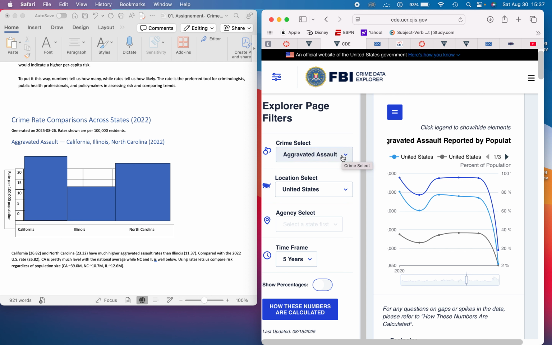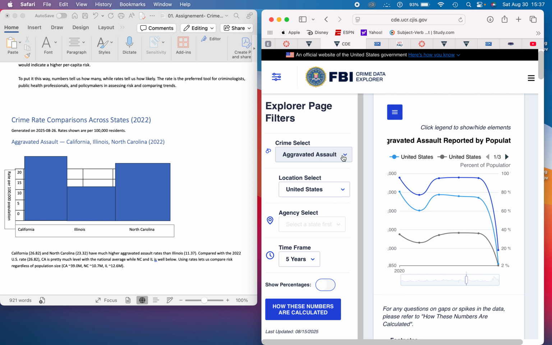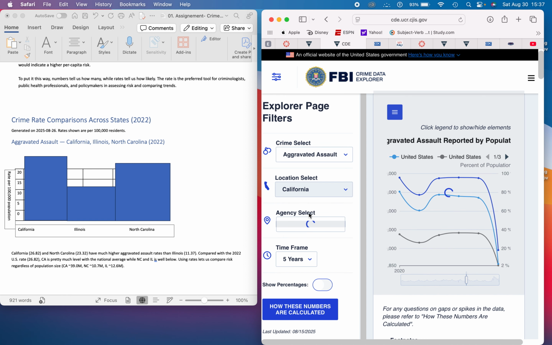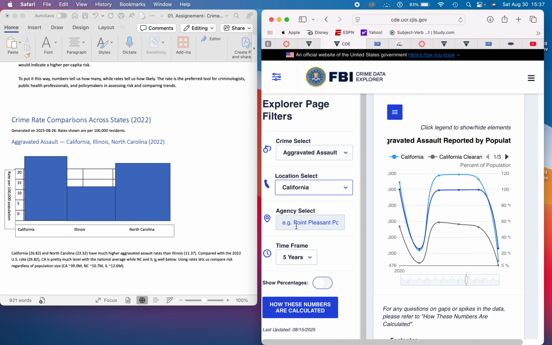All we have to do is, it's already there for me. And this time we're not choosing national on the location. We're gonna choose the state that we want, which is California. And we don't have to select agency because you're gonna do the whole California. California is much bigger, not in size, but by population. As you can see, the population in California is about 39 million.